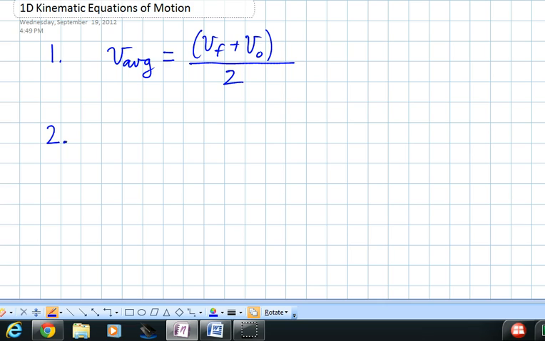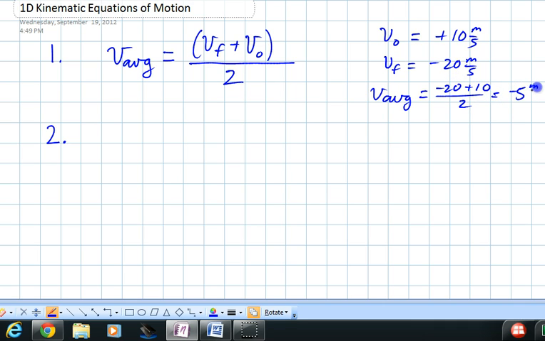So if it's going, for example, in a positive direction to start with, and then ends up in a negative direction, so if V initial is plus 10, but V final is negative 20, well then V average is going to be negative 20 plus 10 divided by 2, or negative 5. So that's very important.